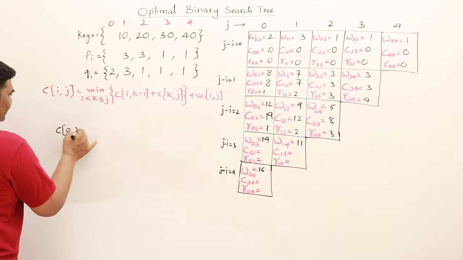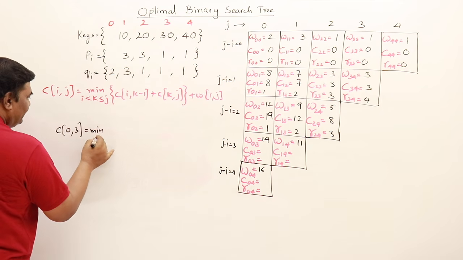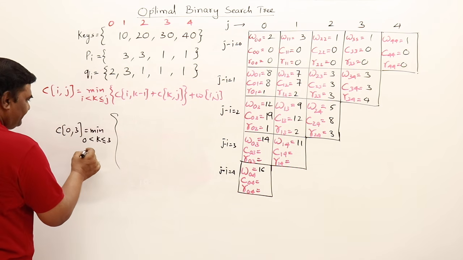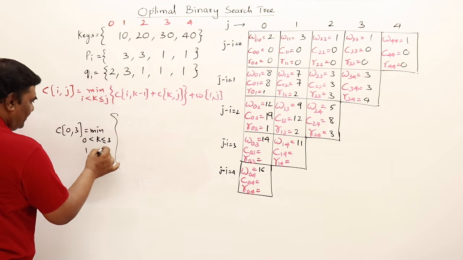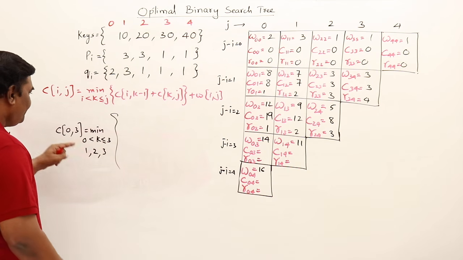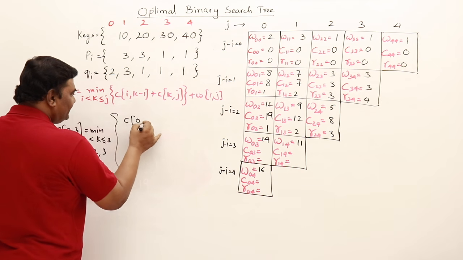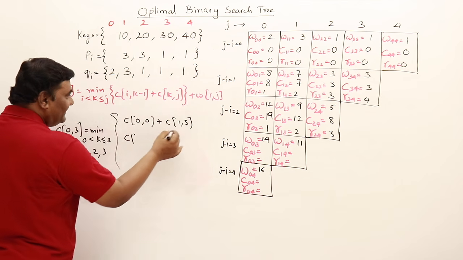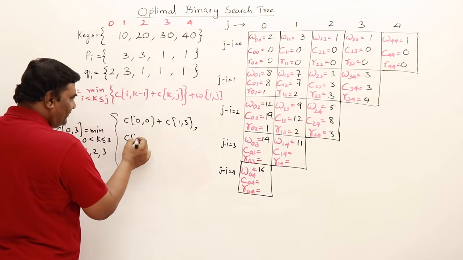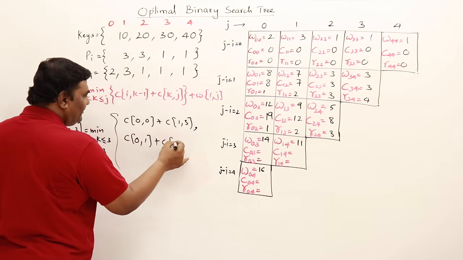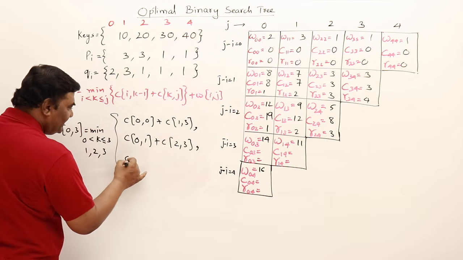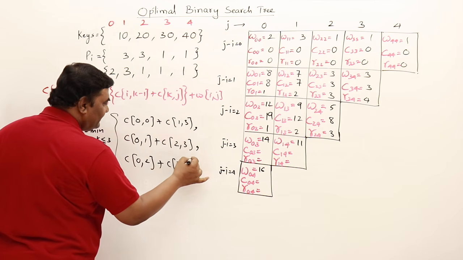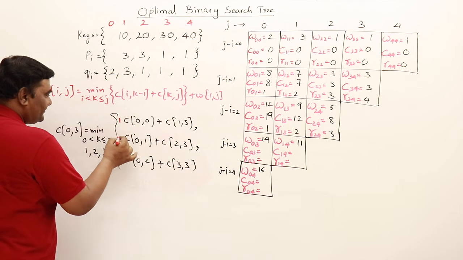C of 0, 3, that is the minimum over k taking values greater than 0, less than or equal to 3. So what are the k values possible? k can be 1 or 2 or 3. 3 values are possible. If I put 1 there, then it will be C of 0, 0 plus C of 1, 3. Next is C of 0, 1 plus C of 2, 3. Then C of 0, 2 plus C of 3, 3. Here k value is 1, k value is 2, k value is 3.